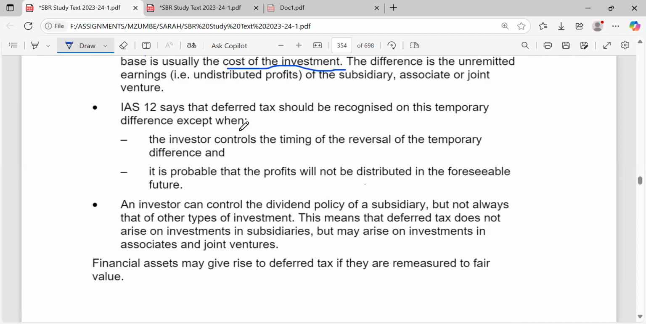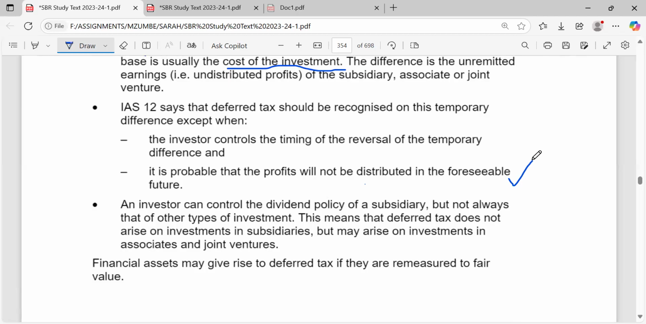If the investor had that control, then that one will be the problem. And also, it is probable that the profits will not be distributed in the foreseeable future. This one makes sense too. If the profits won't be distributed, how can you say that you are going to claim that in the future? You won't say that, right? So the probable profit will not be distributed. You have to leave it around, right?